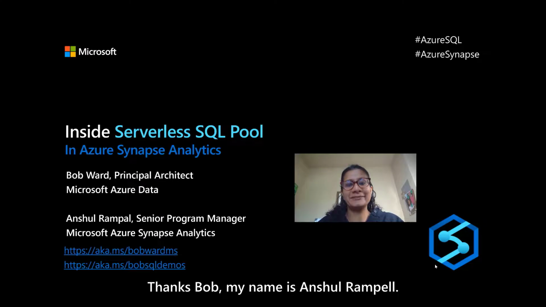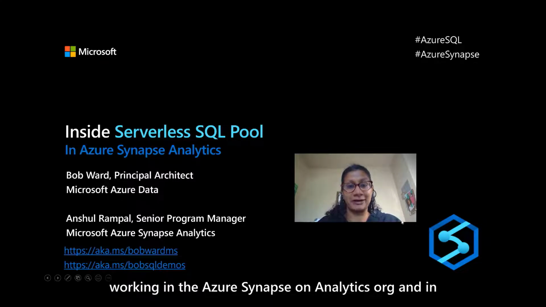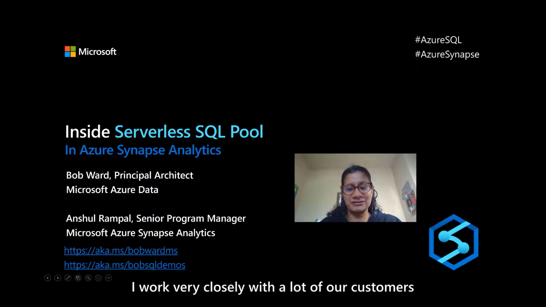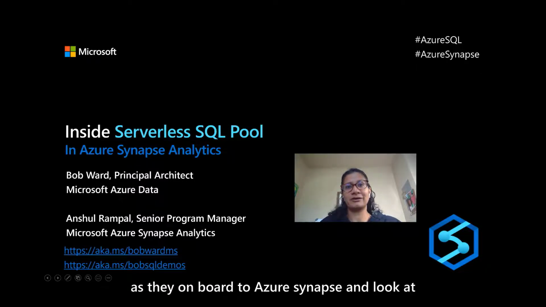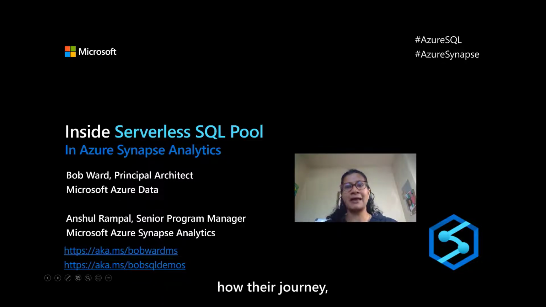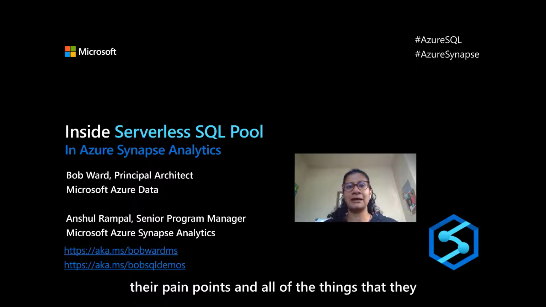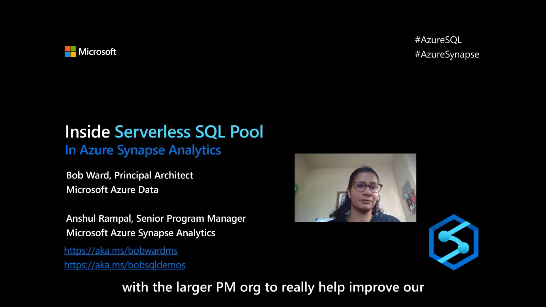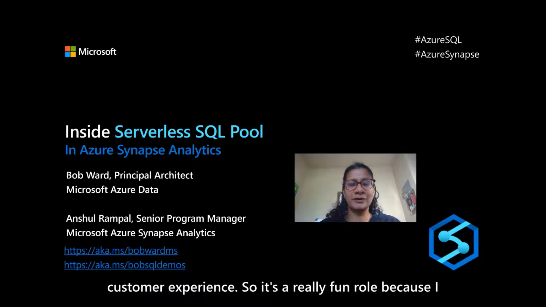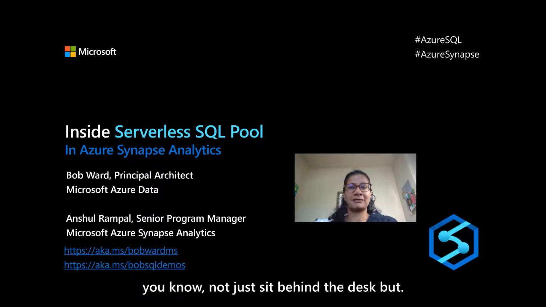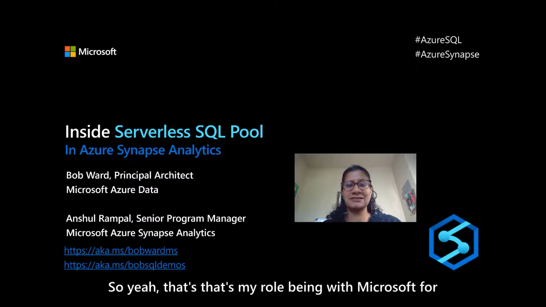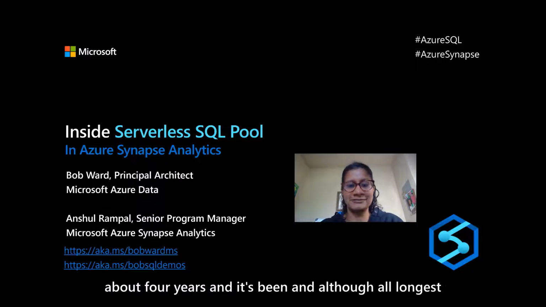Thanks, Bob. My name is Anshul Rampal. I'm a senior program manager at Microsoft, working in the Azure Synapse Analytics org. In my role as a PM on the Azure Synapse team, I work very closely with a lot of our customers as they onboard to Azure Synapse and look at their journey, their pain points, and all of the things that they experience. Then I curate that information and work with the larger PM org to really help improve our customer experience. It's a really fun role because I get to not just sit behind the desk, but be in front of our customers and engage with them deeply. So that's my role. I've been with Microsoft for about 4 years, and all along those 4 years, I've been in the Azure Data org.